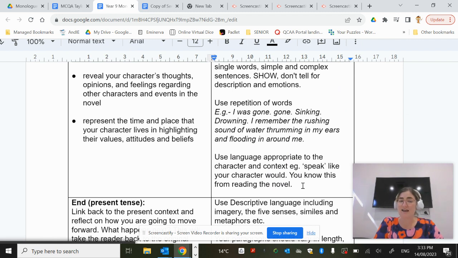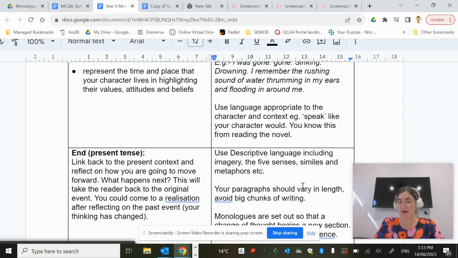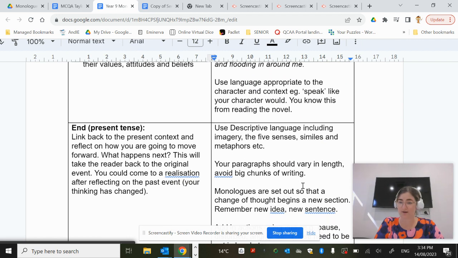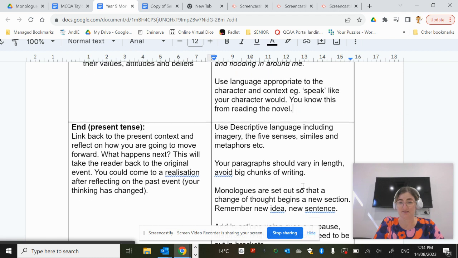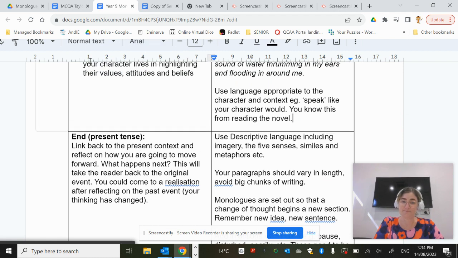Now, in terms of swearing, you may swear once only if absolutely necessary to the character and the context, and your character has to have used that language before in the novel. If they haven't, you are not allowed to swear. It is not going to get you a better grade. If anything, it's probably going to detract. So I would really reconsider whether you're going to do that or not.